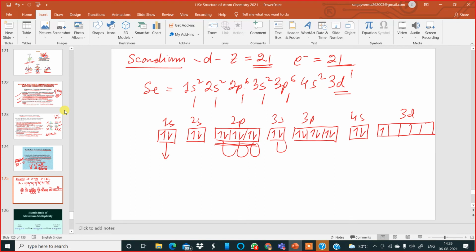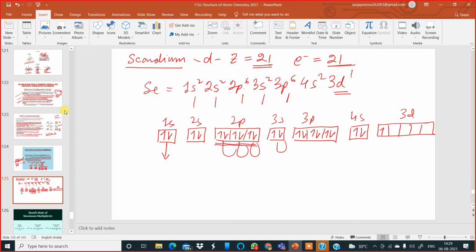So this is Hund's rule of maximum multiplicity. Any question you have? Okay, after the 3p takes full electrons, then comes the 3s. After 2p, then 3s, then 3p, then 4s, and then 3d.